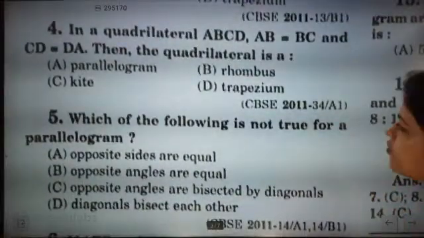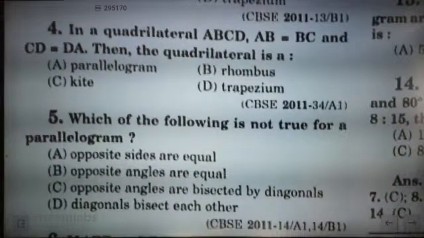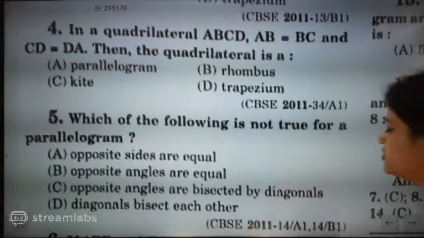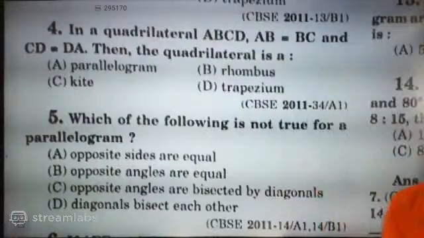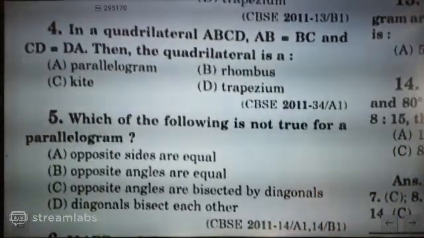Now go for this. Which of the following is not true for parallelogram? Opposite sides are equal, opposite angles are equal, opposite angles are bisected by diagonals, diagonals bisect each other. Which is exactly the correct answer here? Select the correct answer here.